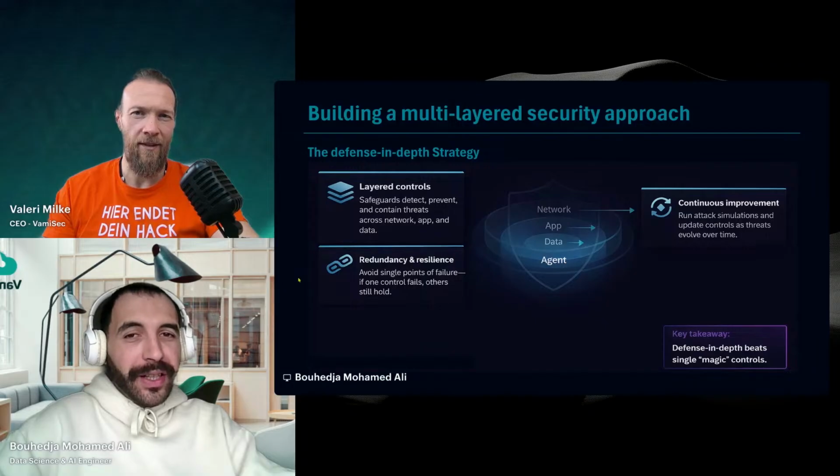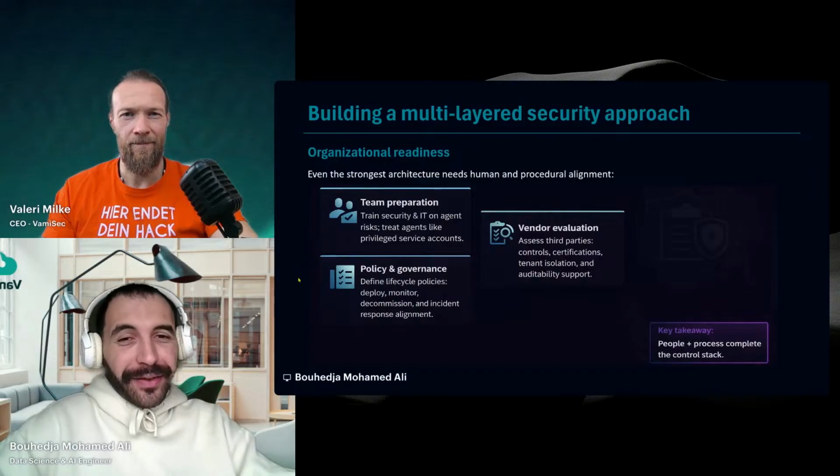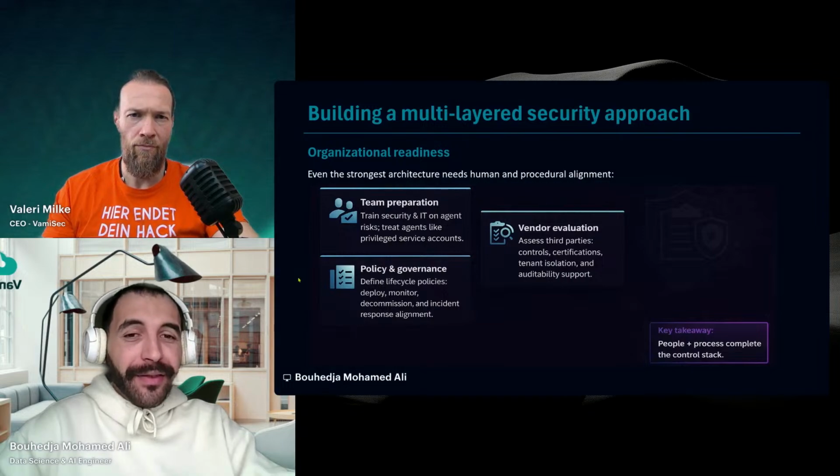Exactly. Which leads us to our next point, organizational readiness. Shifting focus from technical controls to organizational readiness. The problem is you have to have all aspects of security, whether technical or non-technical. Even the strongest architecture still needs human and procedural alignment to be effective in practice. First is team preparation: train security and IT teams on agent risks and treat agents like privileged service accounts, because they can have powerful access and automated execution.